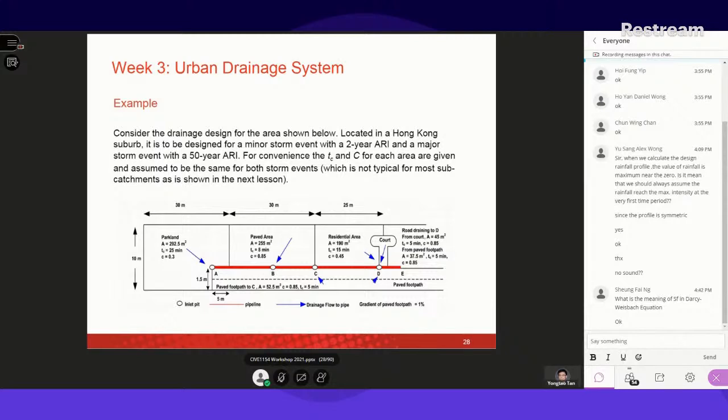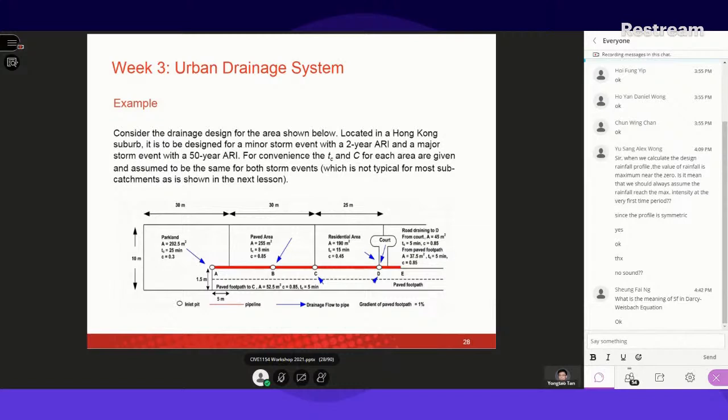Apply the rational method to design a typical urban drainage system. We can see that this urban drainage system has a number of subcatchments: parkland, paved area, residential area, and paved footpath and court. Each subcatchment has its own time of concentration, so it has its own rainfall intensity.